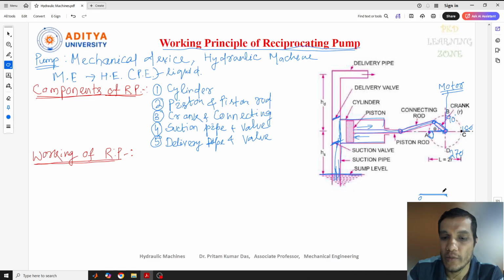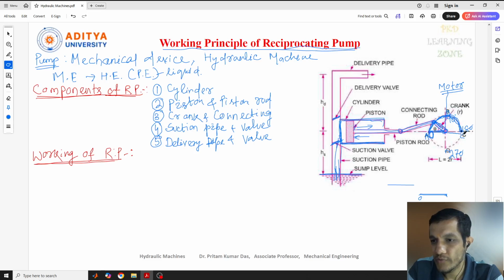When the crank starts rotating, the piston starts moving in the forward direction. The crank has points A, B, C and D. At point A it is 0 degree. The crank moves from A to B, then to C, that is 0 degree, 90 degree, then 180 degree. Similarly, the piston moves from left to right. That completes half a revolution; then one more half revolution completes one revolution of the crank.